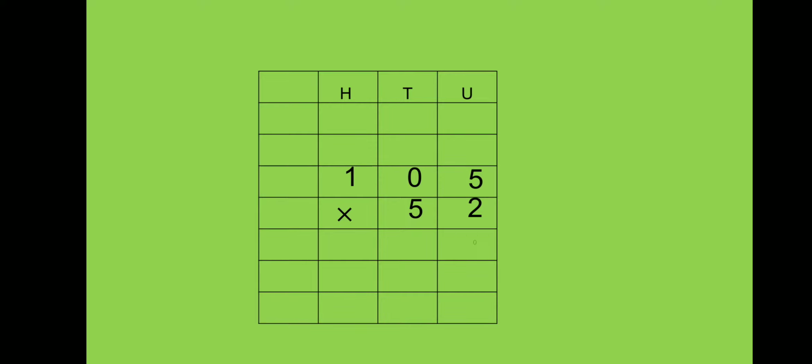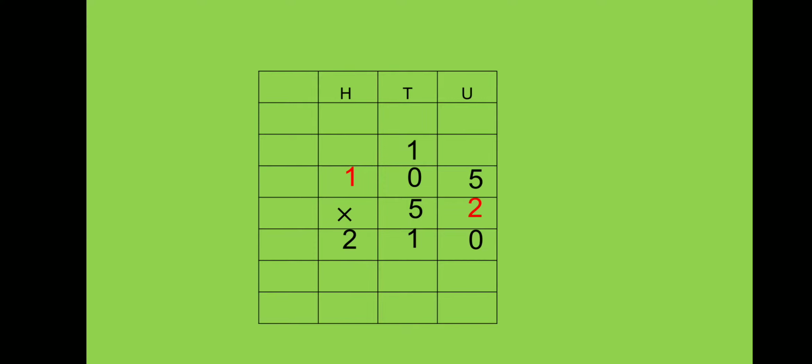Now the next example, we are having a 3-digit number with a 2-digit number. So we'll start again with the units place. 2 fives is 10. So 0 remains there and 1 gets carried over to the tens place. 2 zeros is 0, plus 1, we'll have to write in the tens place 1. 2 ones is 2.